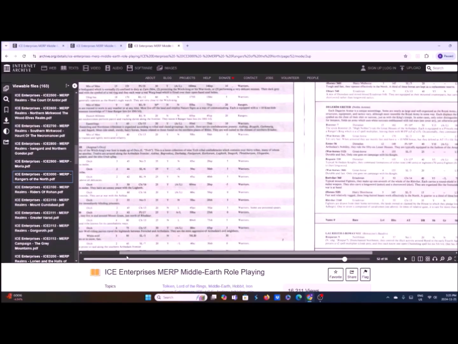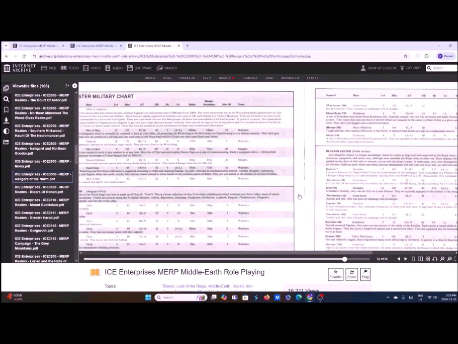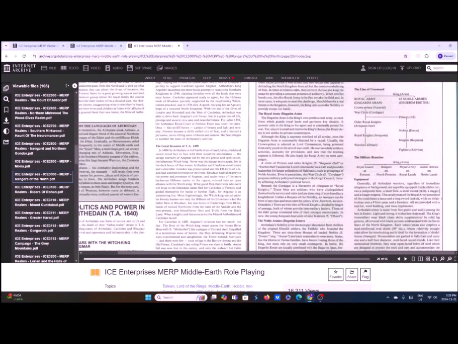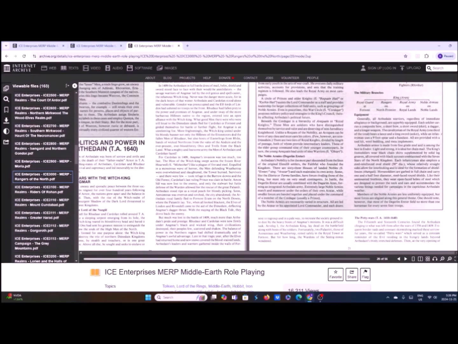Now, one thing I don't like about the Rangers of the North book is that it doesn't mention militia, which is unfortunate. Like over here, it does say the Royal Guard of Fornost. It doesn't have a Royal Guard. Rangers on the North Frontier, Royal Army on Royal Lands, and Noble Armies on Noble Lands. It doesn't mention anything about militia, which I find kind of weird. They do go back and fix that in the 2nd edition. They fix that little problem.